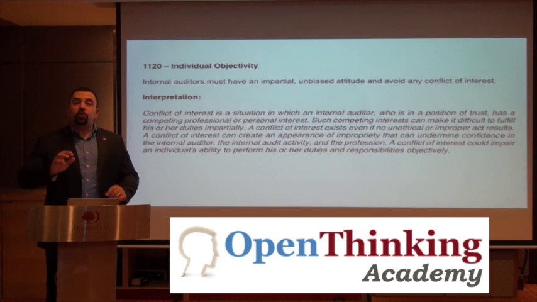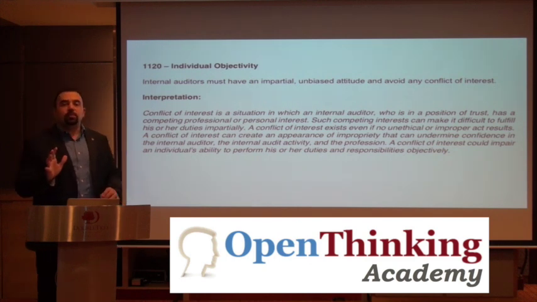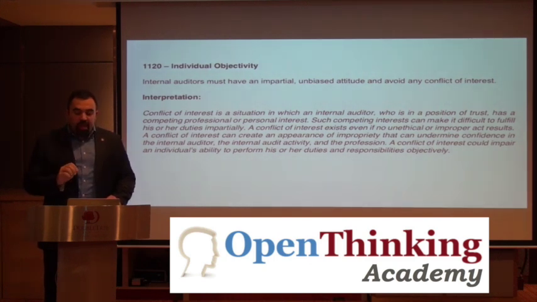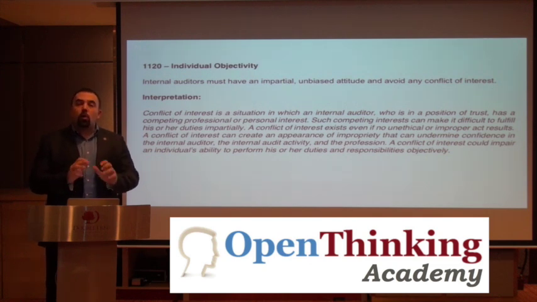Alright, now we move to internal audit objectivity. So what is objectivity? They say internal auditors must have an impartial, unbiased attitude and avoid any conflict of interest. So objectivity is all about conflict of interest. We need to ensure that you don't have a conflict of interest. In fact, you are not auditing your cousin, you are not auditing someone that you know.